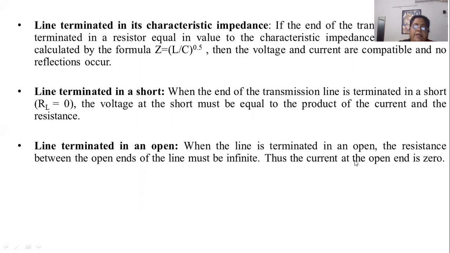When line is terminated in a short, that is, when the end of the transmission line is terminated in a short resistance, RL equals 0, then the voltage at the short must be equal to the product of the current and the resistance. Line terminated in an open: when the line is terminated in an open, the resistance between the open ends of the line must be infinite. Thus, the current at the open end is 0.